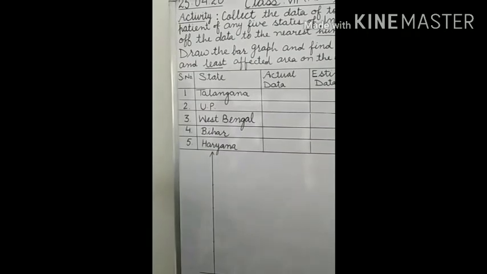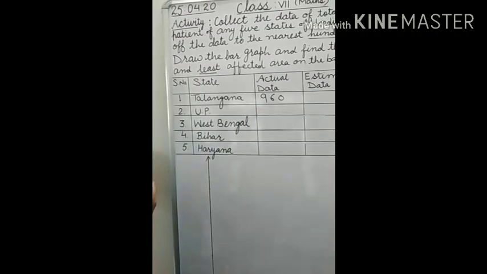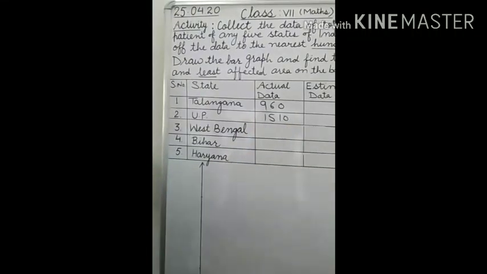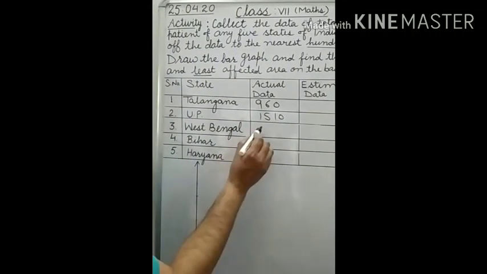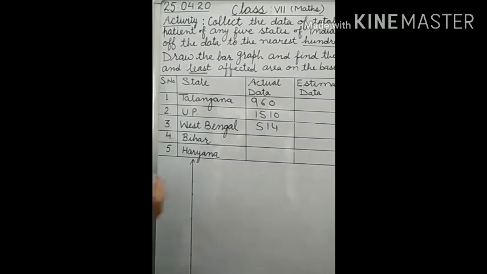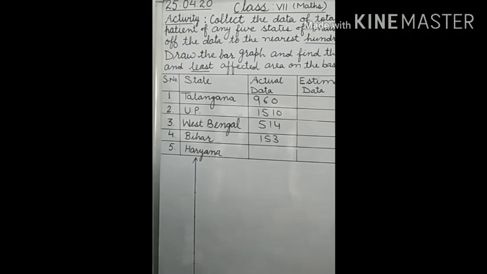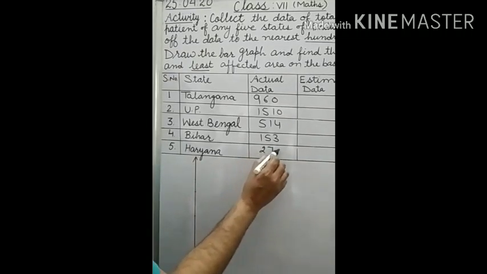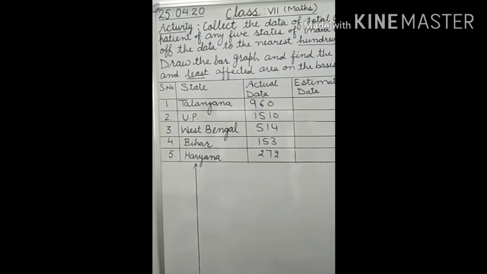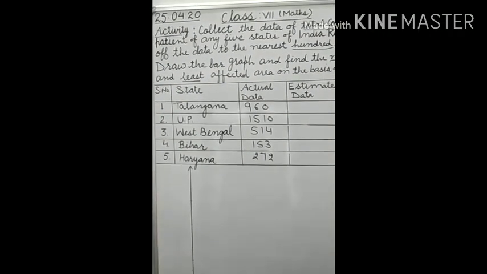In Telangana, how many are there? They are 960. In Uttar Pradesh, they are 1510. In West Bengal, they are 514. In Bihar, they are 153. And in Haryana, they are 272. This is the actual data from these 5 states. Now, let us start the activity.